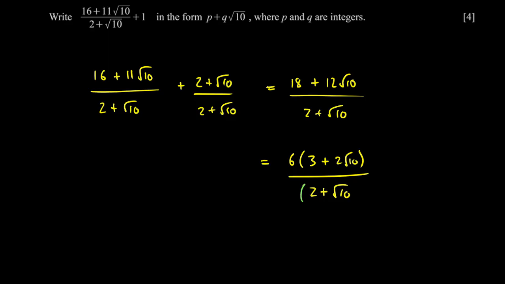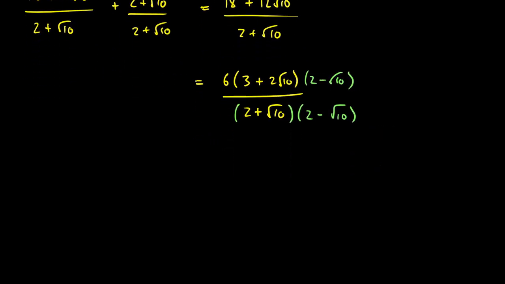Okay, so now what do I want to do? I want to rationalize, and the way I rationalize is I multiply by the conjugate, and the conjugate here is 2 minus root 10. Okay, so if I've got 2 plus root 10, the conjugate is 2 minus root 10, and the reason we do that is because when we multiply these two things together, the square roots are going to end up cancelling off. So on the top, what have I got? I'm going to multiply out those brackets. So 3 times 2 is 6. 3 times negative root 10 is negative 3 root 10. 2 root 10 times 2 is plus 4 root 10. And then 2 root 10 times negative root 10, so we're going to get negative 2 times root 10 times root 10, which is just 10.